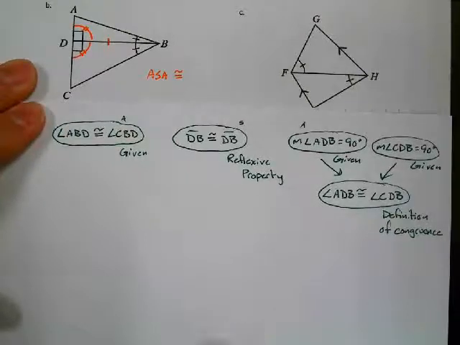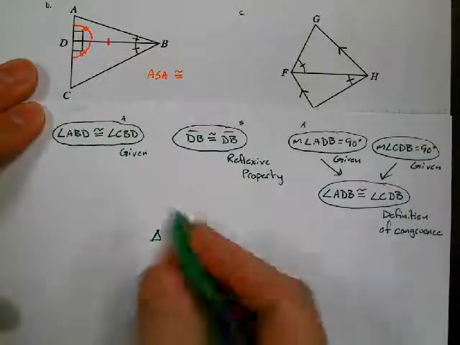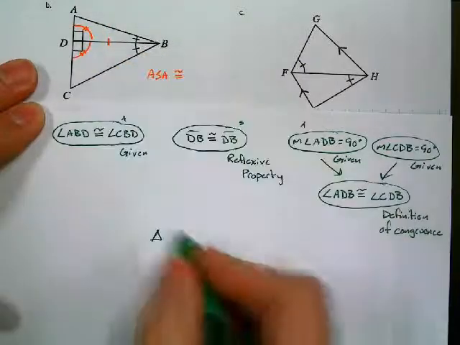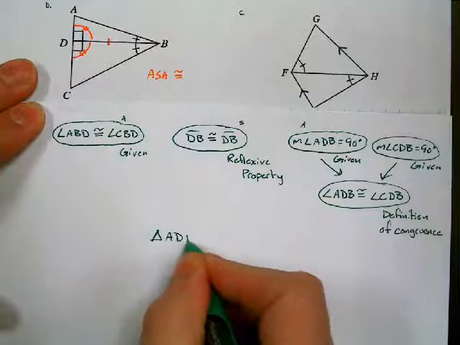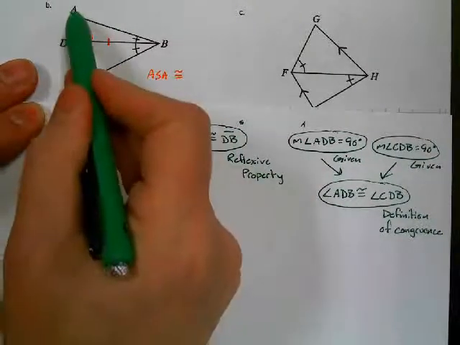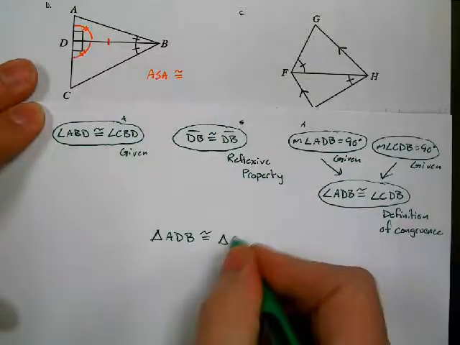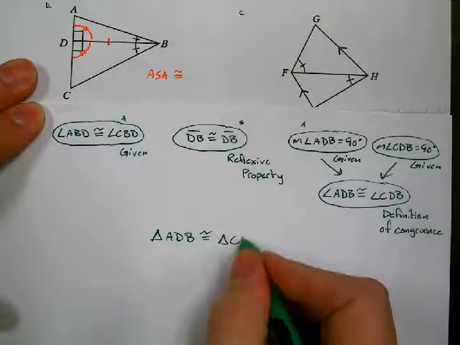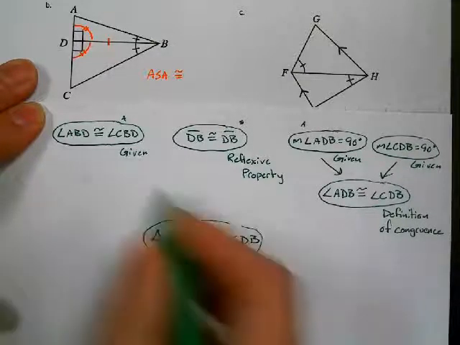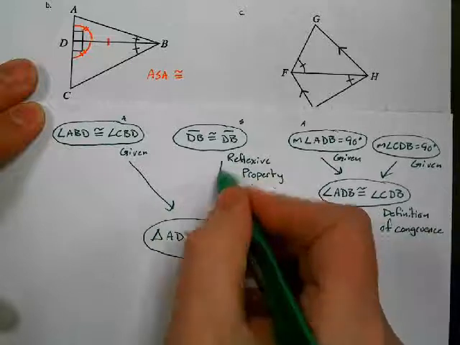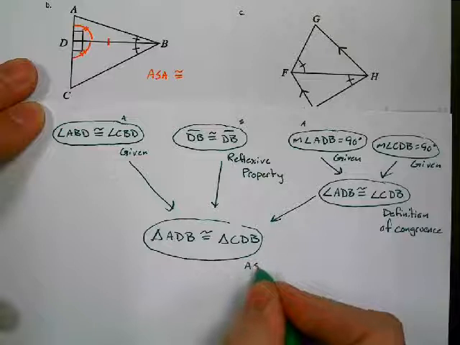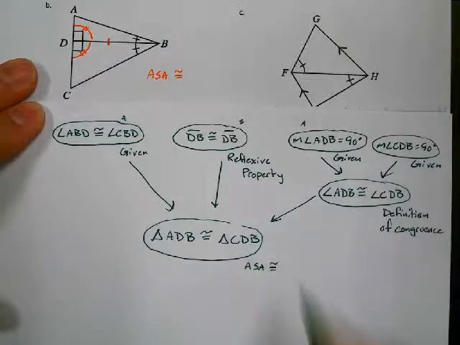So I'm going to say that triangle ADB is congruent to triangle. Since I started with A, I have to start with C on the other one, and then DB. Okay, I've got an angle. I proved a side congruent, and I proved another angle congruent. So the reason for this is angle side angle congruence. There's my flow chart for B.